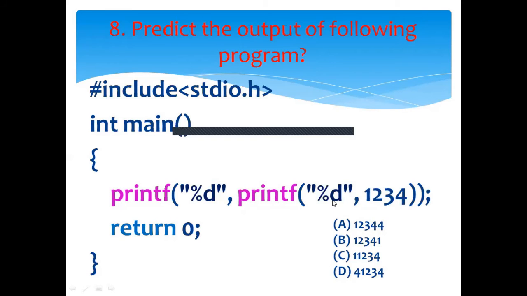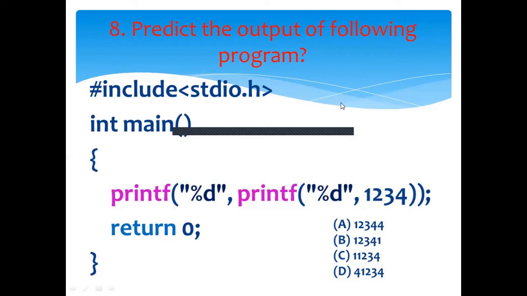The inner printf will print a decimal value, that is 1, 2, 3, 4. After printing 1, 2, 3, 4, it calculates the count of this value. The count of integer is 4. 4 numbers are there, these 4 numbers are printed. So the number of characters printed is 4. That 4 is written back to this percentage d value, so this percentage d value will be 4. So my output will be 1, 2, 3, 4 followed by 4. So that is option number A.